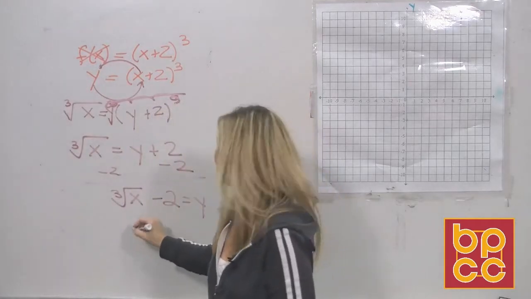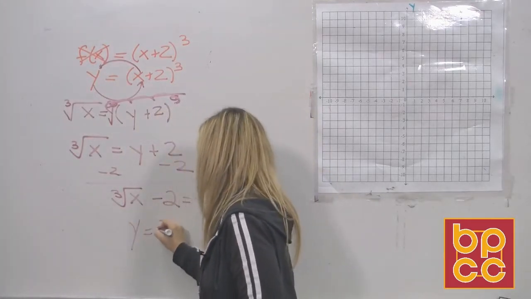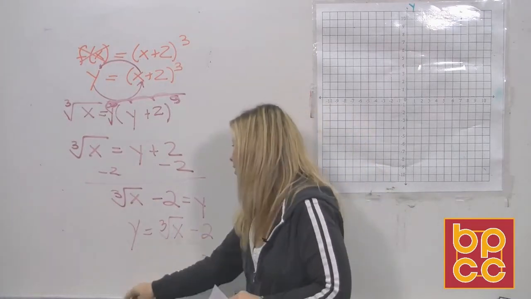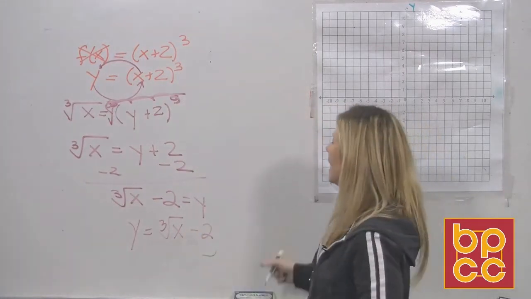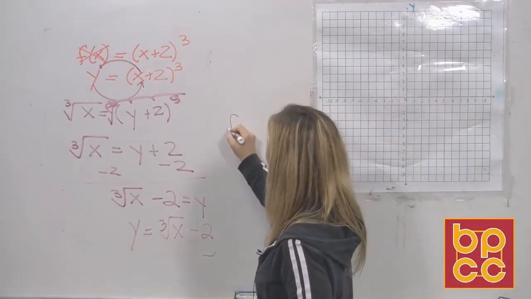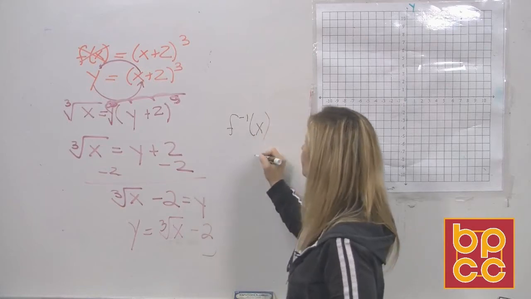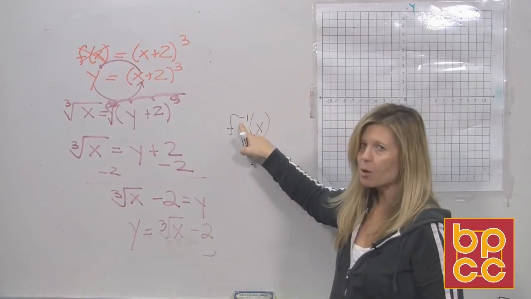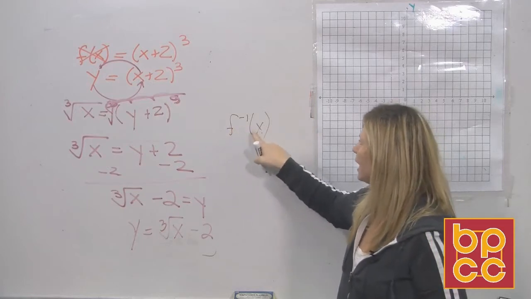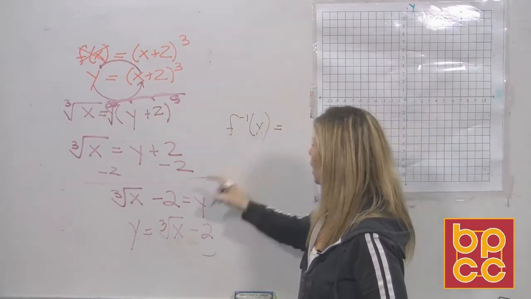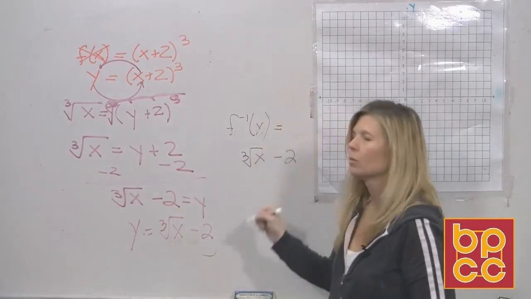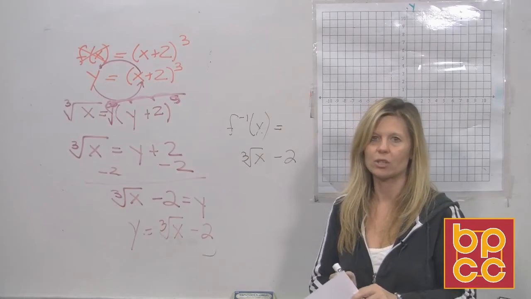And I'm going to write it the way I like to see it. y equals the cube root of x minus 2. Now, what you're going to see is they're not going to say, what's the inverse equation y equals? They're going to say f negative 1 of x. The negative 1 exponent means inverse. And all they want to know is what y equals, because f of x stands for y. Well, y equals the cube root of x minus 2. You made the inverse equation.